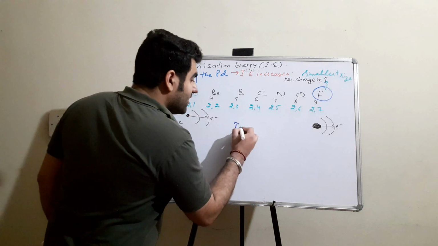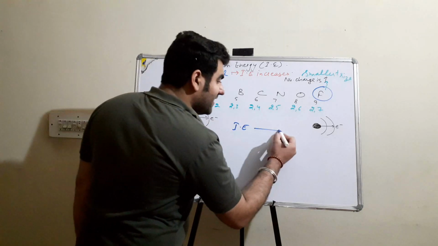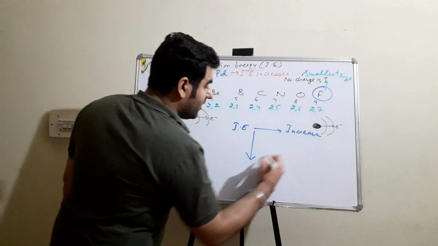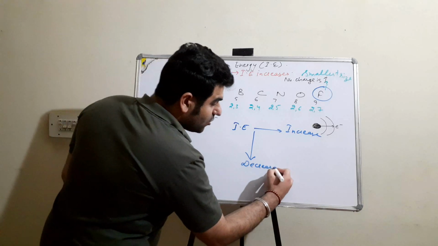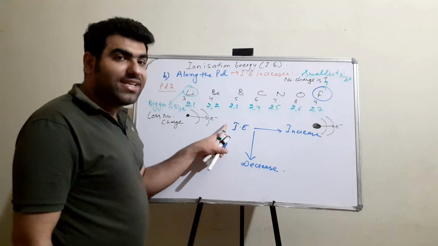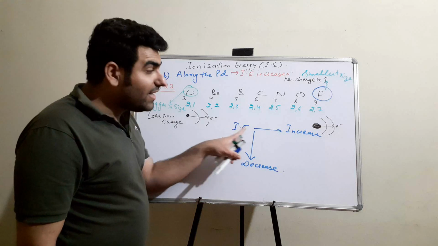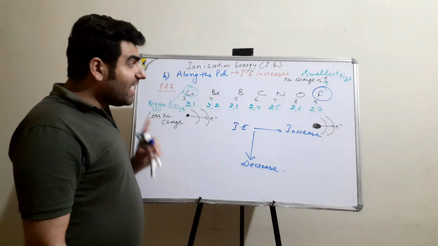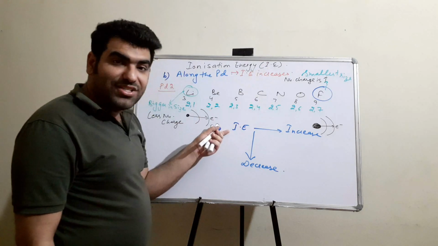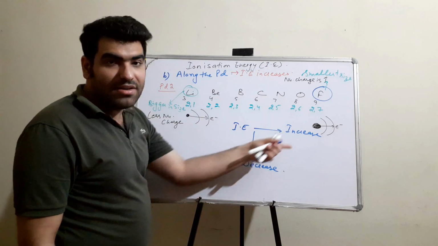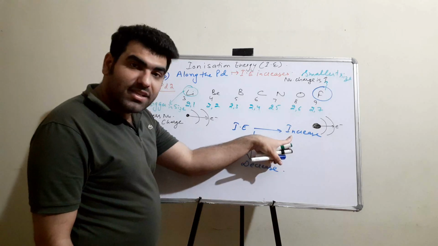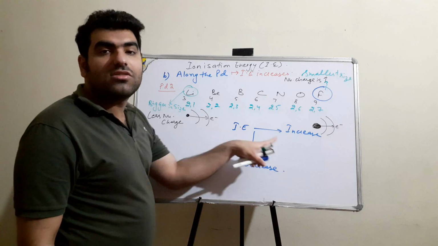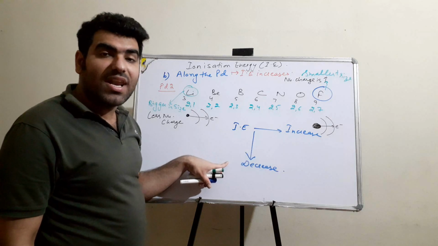Again, if this is the ionization energy, along the period it will increase and down the group it will decrease. So ionization energy is another periodic property. It increases on one side, along the period, and decreases down the group. It means ionization energy is again complementary: if it increases on one side, it decreases on the other. So ionization energy is complementary in periods as well as in groups.